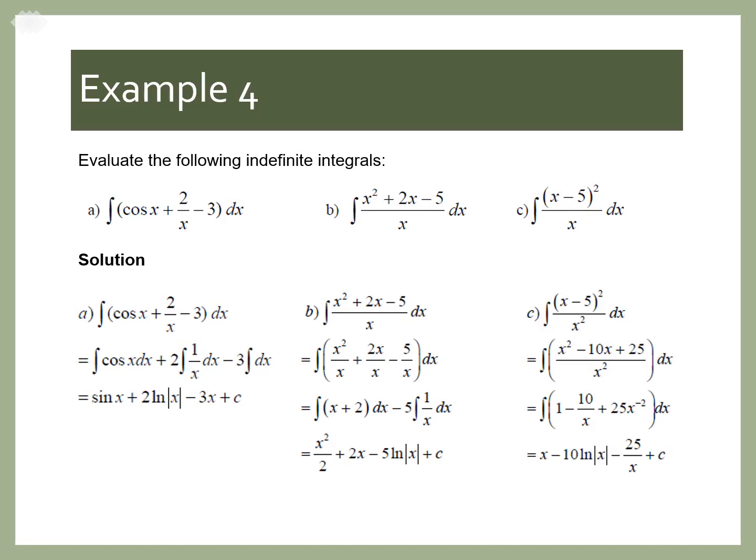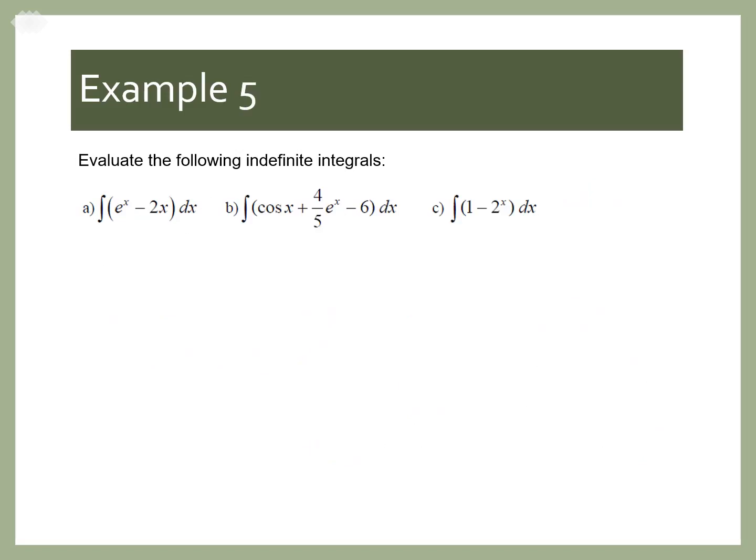You will get x squared minus 10x plus 25. Divide this expression by x to the power of 2 and simplify. You will get 1 minus 10 over x plus 25 over x squared. Integrate 1 is x. Integrate negative 10 over x is negative 10 ln x, and integrate 25 x to the power of negative 2 is negative 25 over x, then plus c.